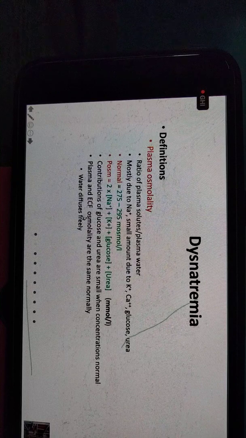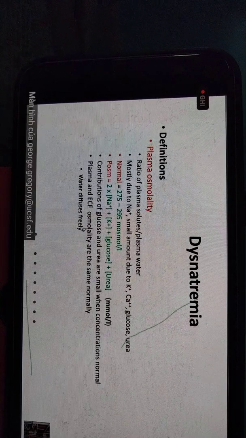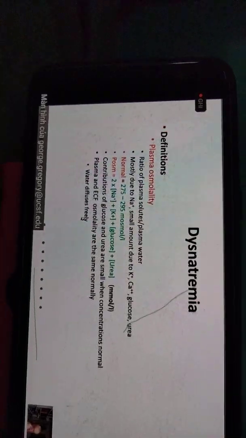And plasma and extracellular fluid osmolarity are the same normally because water diffuses freely across cell membranes.